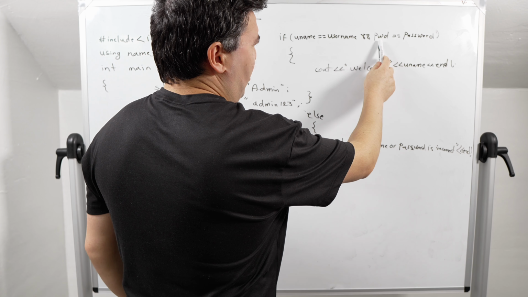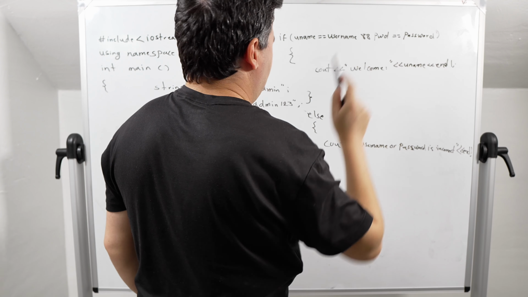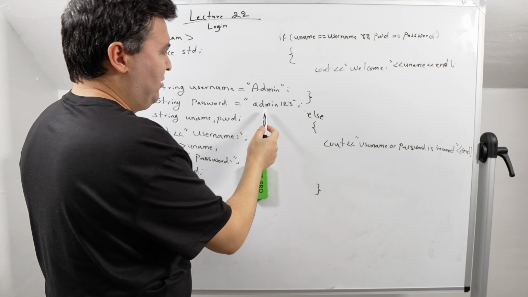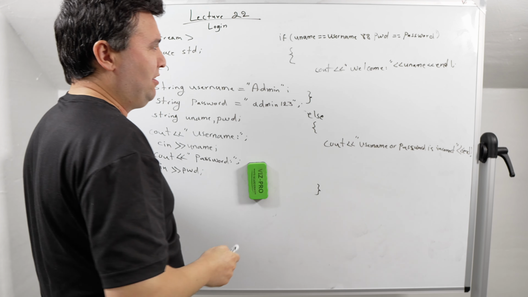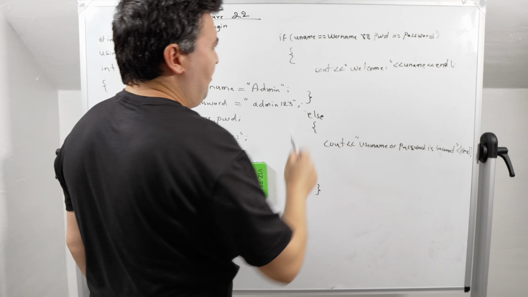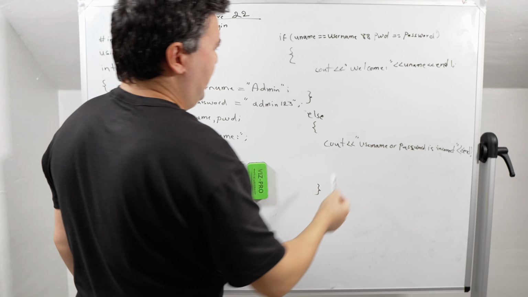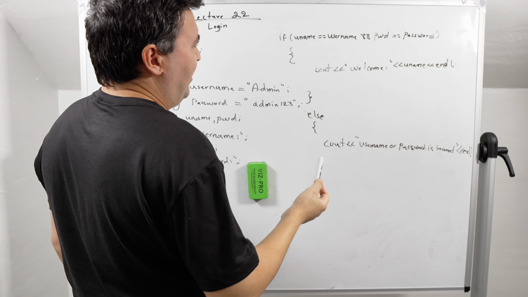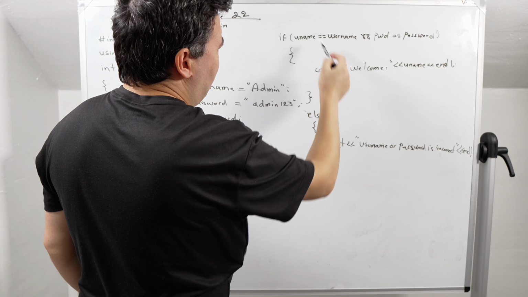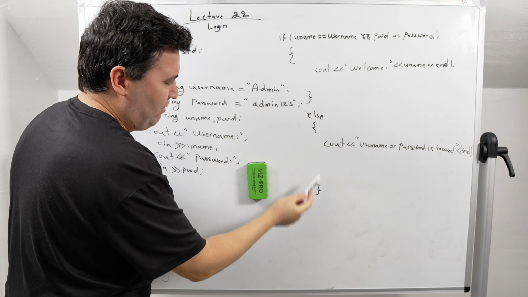And then we check the password. The password entered by the user is equal to the password which we have in the system. If the user entered admin123, admin123 is equal to admin123, so the username and the password both become true. So we cout welcome admin. And if the username or the password is entered incorrectly, then the condition becomes false, so the if part will not be executed and the else part will be executed.